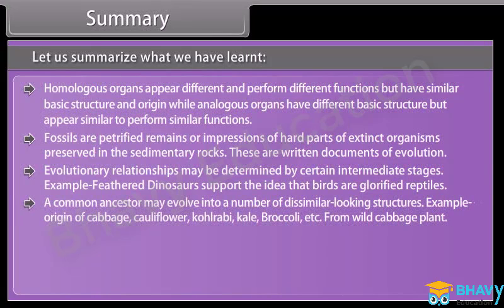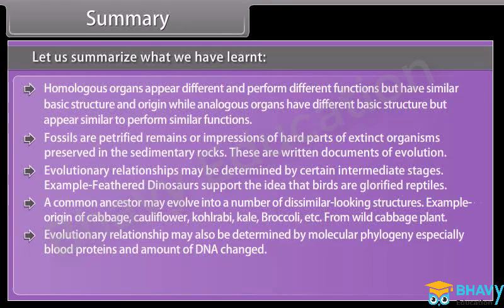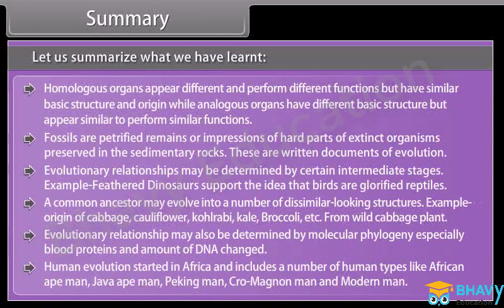A common ancestor may evolve into a number of dissimilar-looking structures. Example, the origin of cabbage, cauliflower, kohlrabi, kale, broccoli, etc. from the wild cabbage plant. Evolutionary relationship may also be determined by molecular phylogeny, especially blood proteins and amount of DNA changed. Human evolution started in Africa and includes a number of human types like African ape man, Java ape man, Peking man, Cro-Magnon man, and modern man.